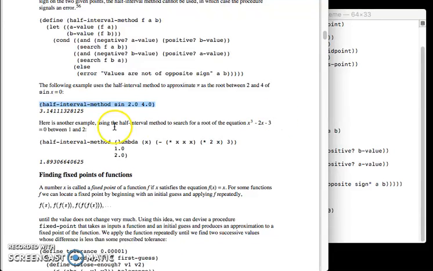Okay, here's another example using the half-interval method to search for the root of the equation x cubed minus 2x minus 3 equals 0 between 1 and 2. The half-interval method is applied with inputs the lambda of x, which is x cubed minus 2x minus 3, and the values 1 and 2.